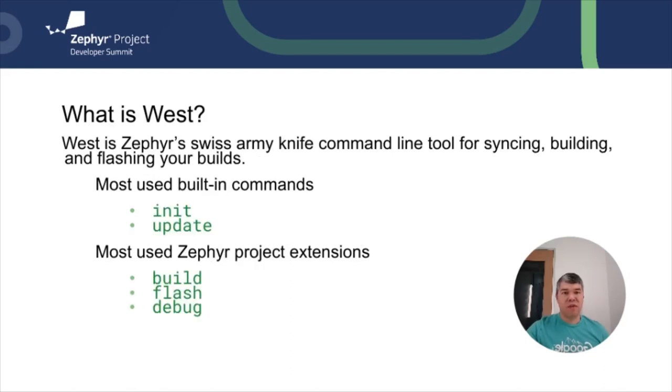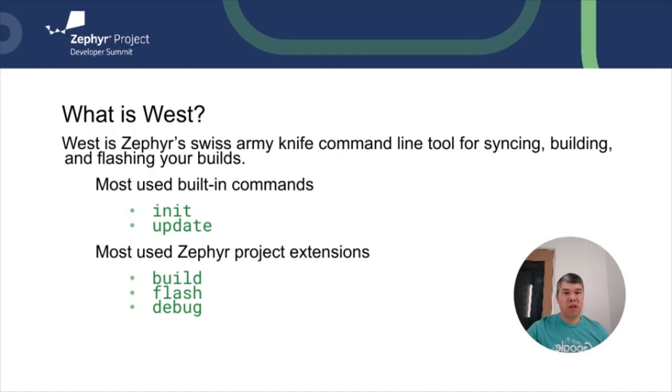For those who are new to Zephyr, West is Zephyr's Swiss Army knife command line tool for syncing, building, and flashing your builds. West at its core lets you manage multiple Git repositories under a single directory with a single file called the West manifest file. The manifest file contains all projects used within your workspace.